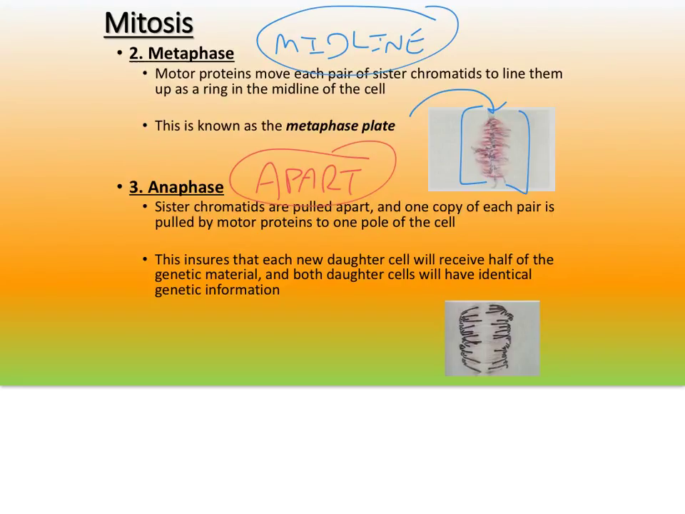Now, the sister chromatids will be pulled apart, one copy of each pair moving to the opposite ends, or poles, of the cell. This makes sure that each new daughter cell we make gets its own copy of the DNA. In that last slide, I drew something like this for the chromosomes. Now what will happen is the pink half will move to one side, the blue half will move to the other. And that is anaphase, pulling them apart.